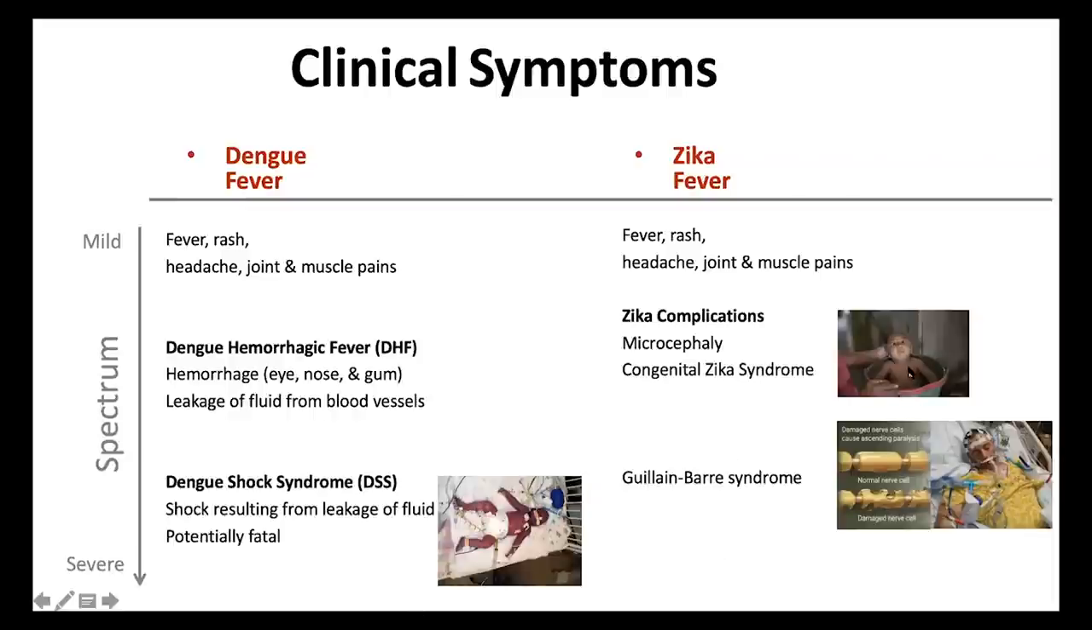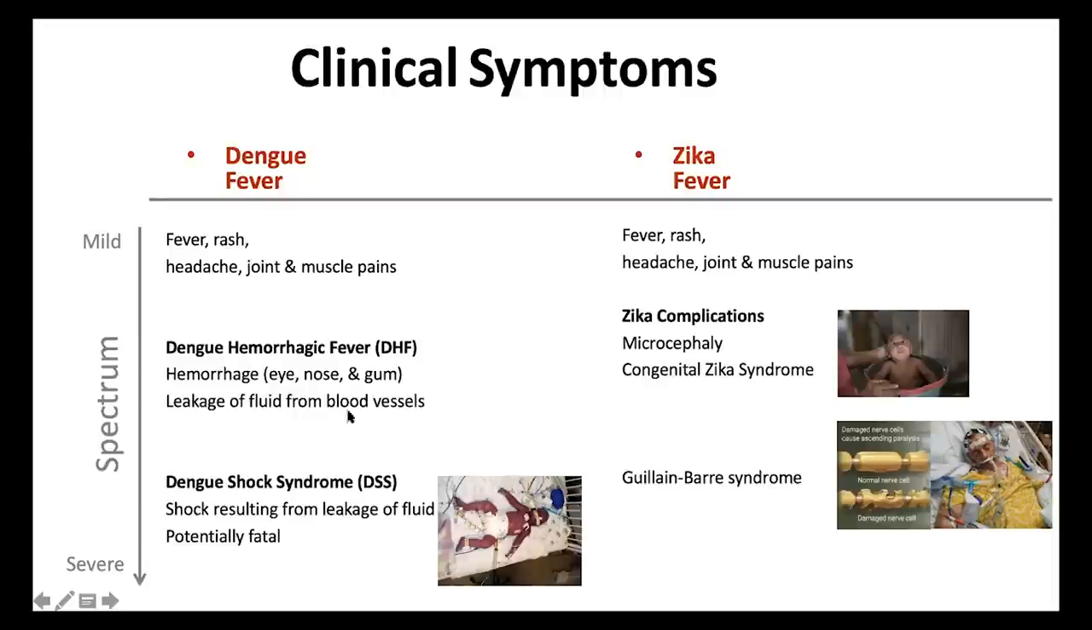What kind of diseases do these viruses cause? Dengue and Zika, both of them cause a spectrum of illnesses ranging from mild to severe. The mild form of dengue infection is called dengue fever, and is characterized by high fever, rash, headache, joint, and muscle pain. The next severe form of the infection is called dengue hemorrhagic fever. This is kind of a misnomer. The hemorrhagic manifestations, they're typically just eye, nose, and gum bleeding.